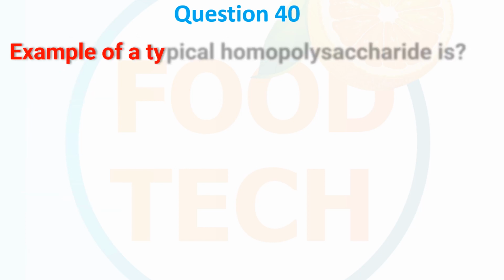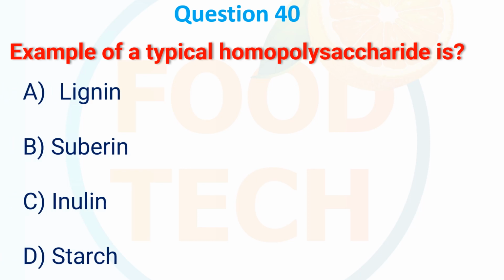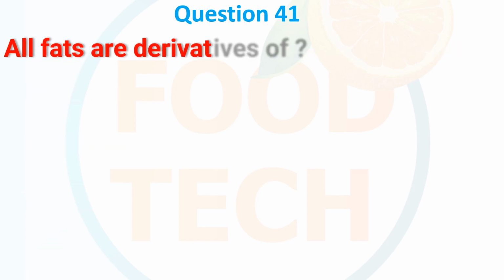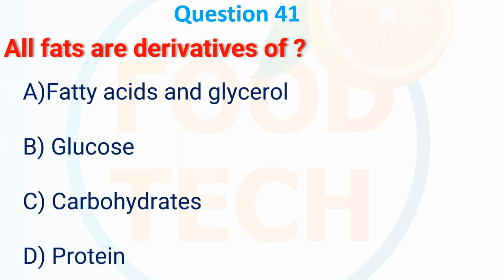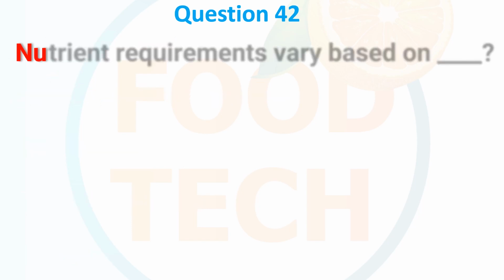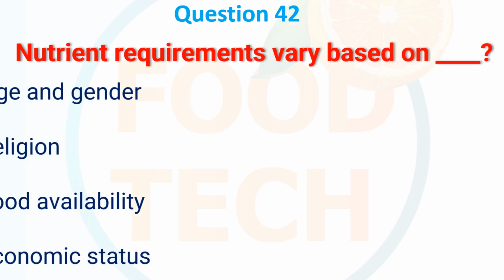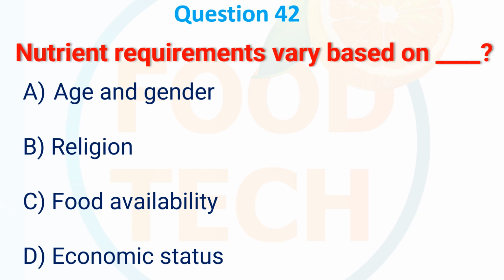Calcium. Example of typical homopolysaccharide is A. Lignin, B. Serpirine, C. Inulin, D. Starch. The answer is D. Starch. All fat are derived of A. Fatty acid and glycerol, B. Glucose, C. Carbohydrate, D. Protein. The answer is A. Fatty acid and glycerol. Nutrient requirement vary based on A. Age and gender, B. Regional, C. Food availability, D. Economical status. The answer is A.